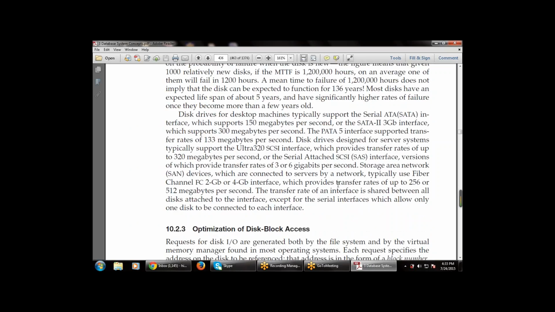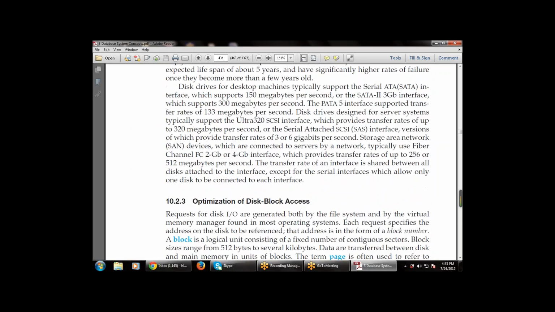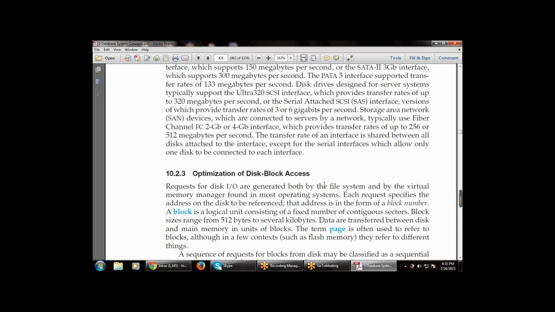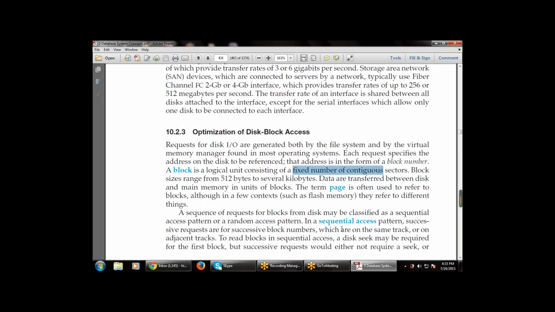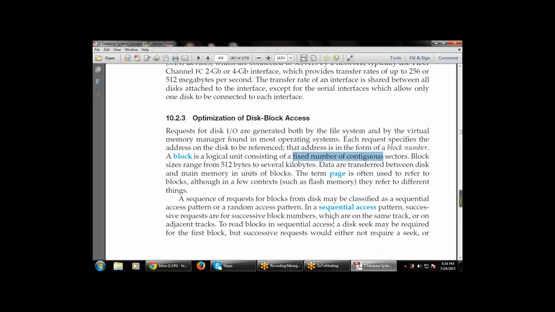Then optimization of disk block access, that is, how to optimize the disk block access. A block is a logical unit consisting of a fixed number of contiguous sectors. A page refers to a number of blocks, although in a few contexts they refer to different things. A sequence of requests for blocks from the disk may be classified as a sequential access pattern or a random access pattern. In a sequential access pattern, successive requests are for successive block numbers on the same track.